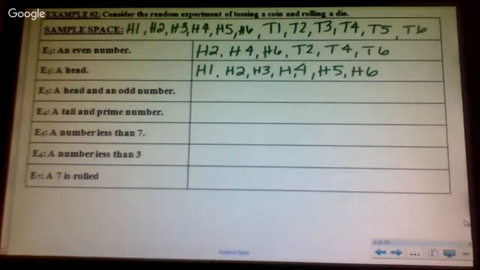As I said, I hate this part because I think it's more confusing. It's too repetitive. A head and an odd. So H1, H3, H5.